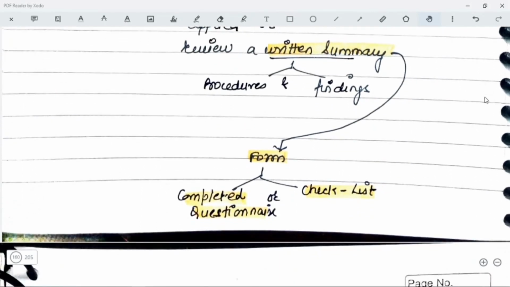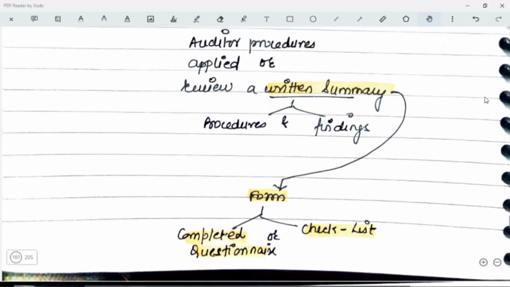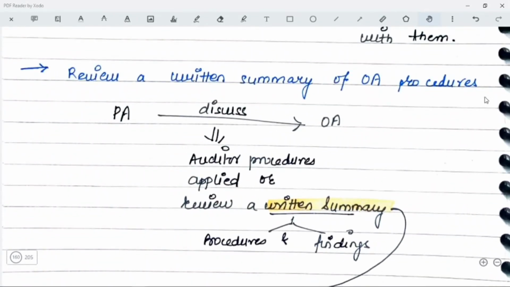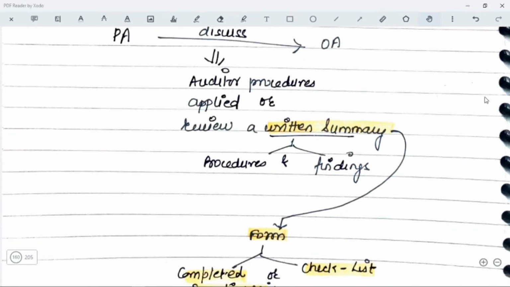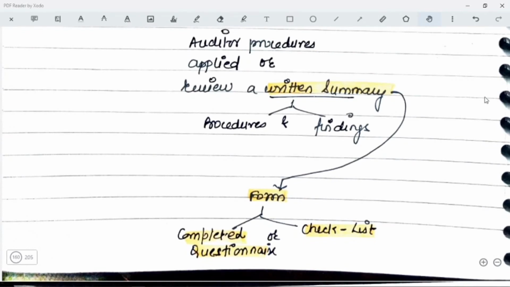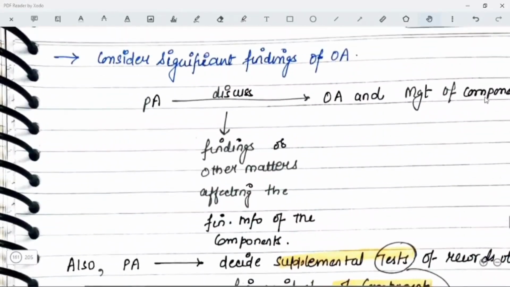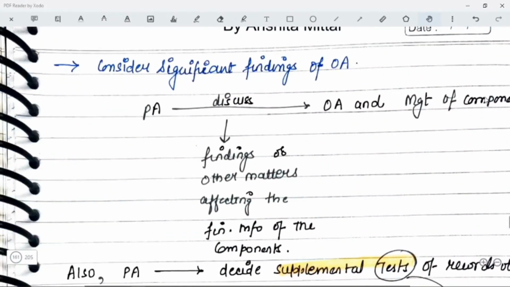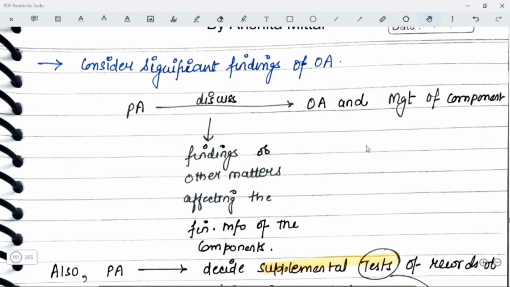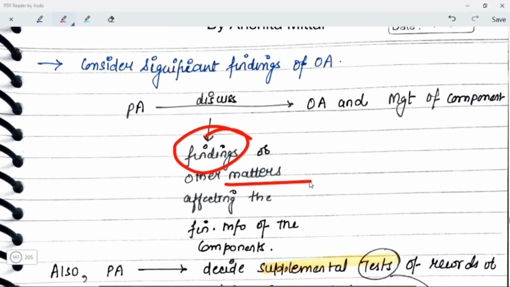So what are we going to do over here? As a principal auditor, we are going to discuss with the other auditor the audit procedures that have been applied, and he will also review the written summary. The written summary is nothing but a summary containing the procedures and the findings, in the form of a checklist or questionnaire. Next point is to consider the significant findings of the other auditor. So the principal auditor will discuss with the other auditor and the management of the component the findings or other matters which are affecting the financial information of the components.